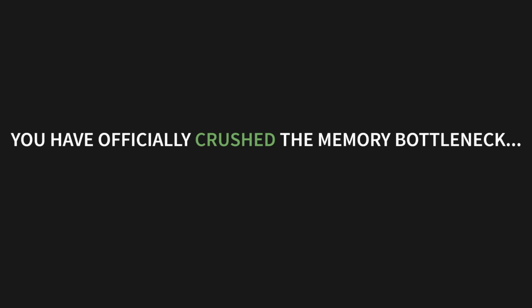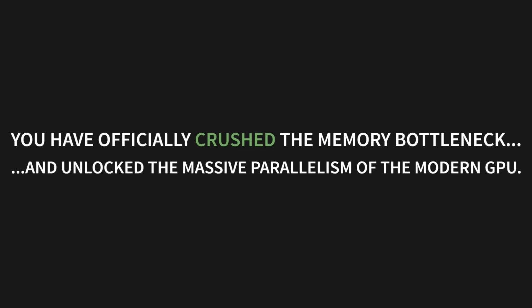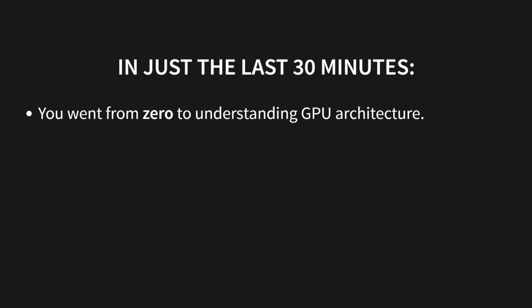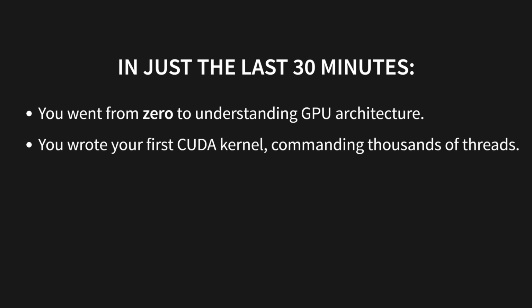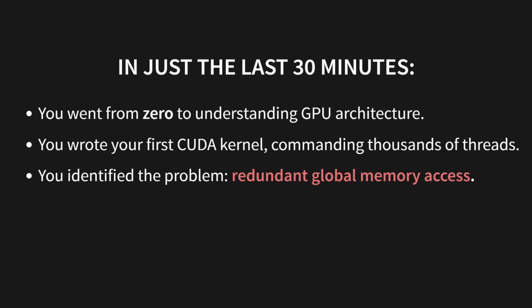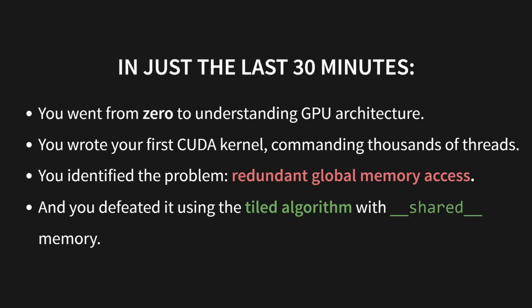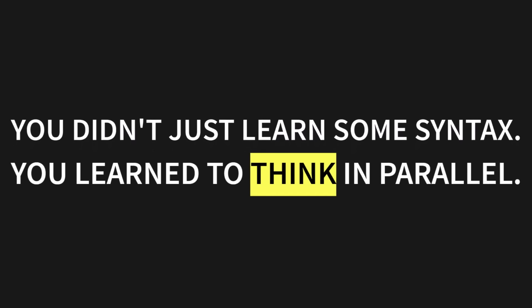And with that, you've done it. You have officially crushed the memory bottleneck and unlocked the massive parallelism of the modern GPU. Let's just stop for a second and recap what we've covered. In just the last 30 minutes or so, you went from zero to understanding GPU architecture. You wrote your first CUDA kernel, commanding thousands of threads. You identified the problem, redundant global memory access. And you defeated it using the tiled algorithm with __shared__ memory. You didn't just learn some syntax. You learned to think in parallel.